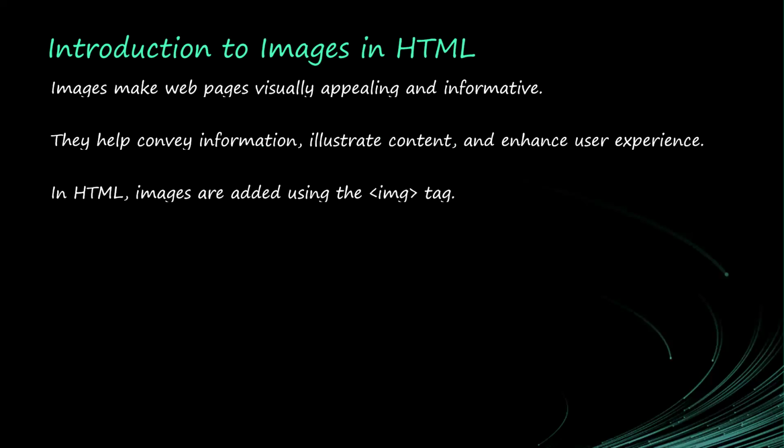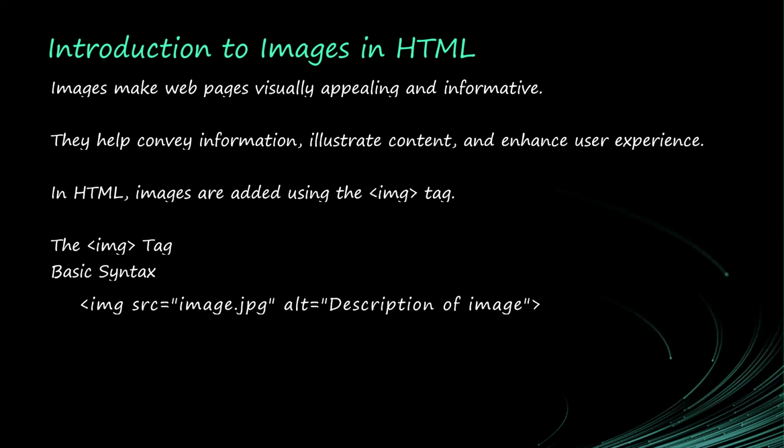Images are added using the image tag. If you want to add an image, you use the image tag. This is the image tag, and this is the basic syntax. Look at what we have here. The image tag has a source attribute. The source attribute tells the browser where to get the image. It's like giving the address of where the image is. This image can be from another website, or it can be within your own website, within folders and stuff like that. But in this case, we are pointing to an image within our website.